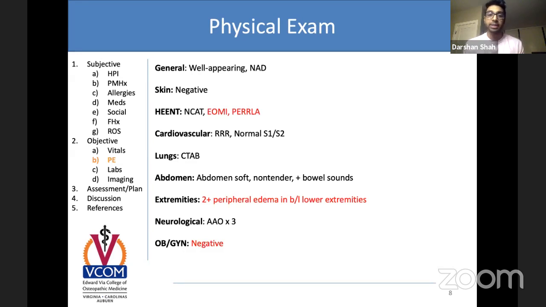And then OB-GYN exam, negative. This is where you could do an internal exam on a woman. You're also looking at external genitalia. You're looking at the vagina. You're looking at the labial folds. You're looking for any cysts. You're looking for bleeding. You're looking for any pain. And then internally, you'd be looking at the ovaries as well as the cervix.